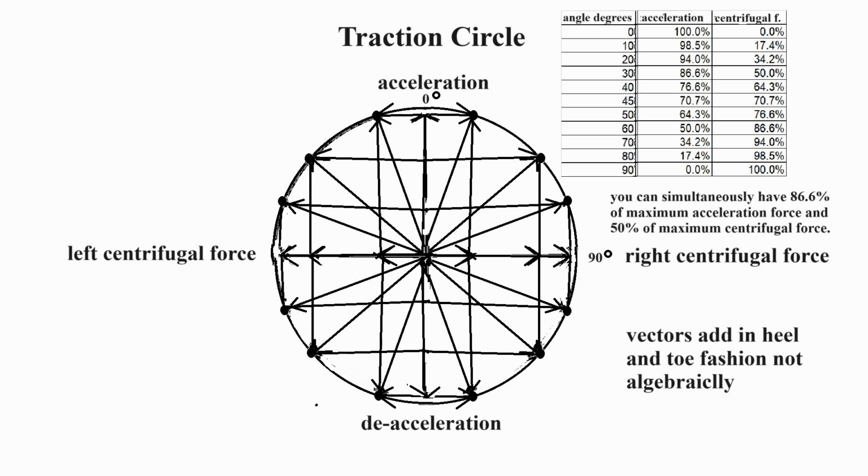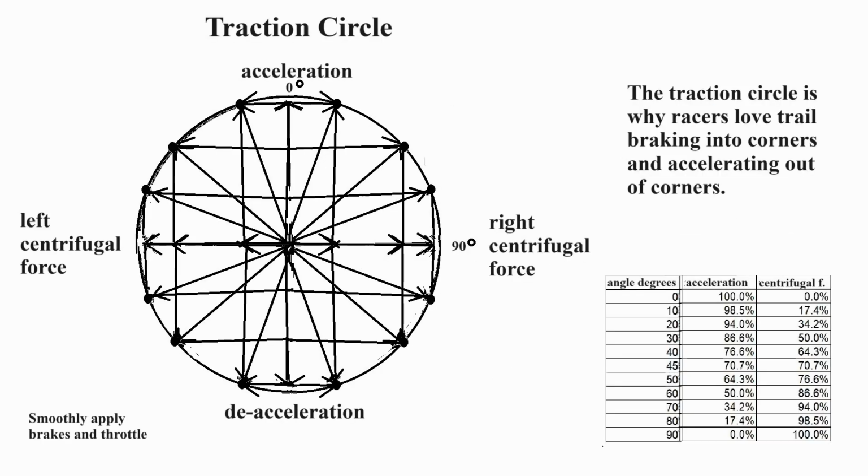The traction circle. This shows combinations of the front to back and side to side forces that add up to 100%. The dots on the circumference are 100%. Note that the vector sum is less than the algebraic sum. You can simultaneously have 86.6% of the maximum acceleration force and 50% of the maximum centrifugal force. In racing, where 1% advantage is huge, this is just too good to pass up.